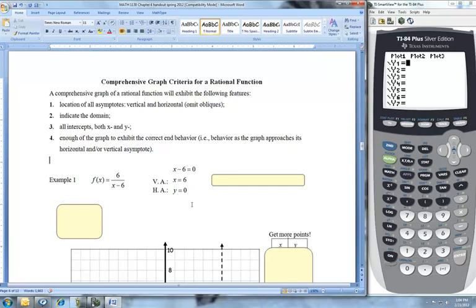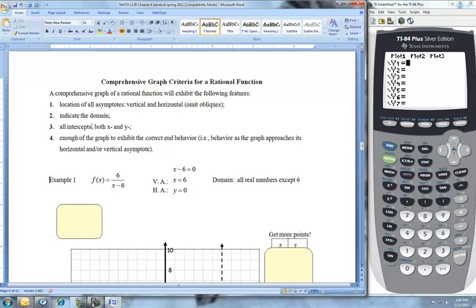Now I said right at the very exact same time we find this, we're going to go get our domain. If you remember, the domain cannot be the value of the vertical asymptote. So I usually say all real numbers, but you could use the word except, and in this case, 6. Remember, domain refers to usable x values, so I can't use 6 because it leads to division by 0. Now, we've taken care of 1 and 2.